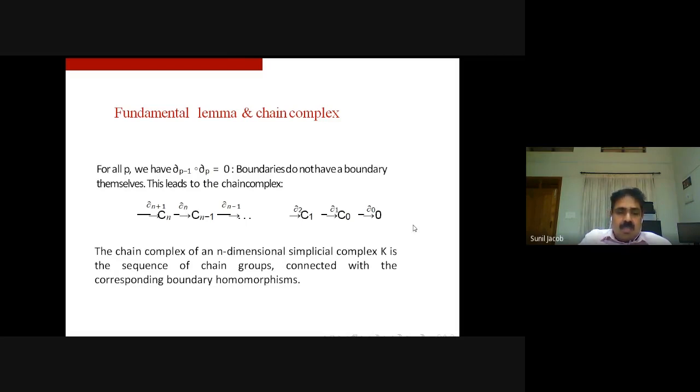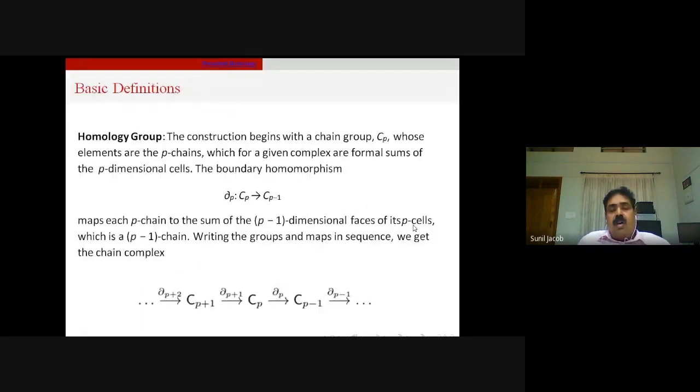In fact, using these homomorphisms, which are nothing but boundary operators, will connect them. Therefore, now we come to the homology group. The construction begins with, in fact, what we are going to do is find out the number of holes in the topology. The construction begins with a chain group.